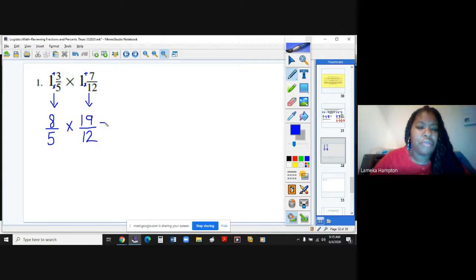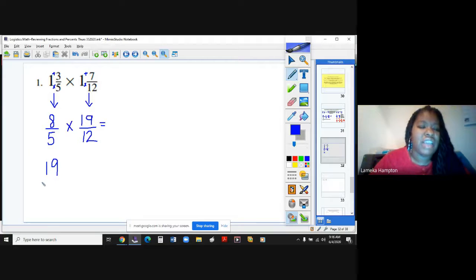Okay, now remember, you're going to multiply the top 2 numbers together, and then you're going to multiply the bottom 2 numbers together. Do not be alarmed at how big the numbers are. Okay, it doesn't matter how big the numbers are. What's important is that you understand how to use each rule with each concept.